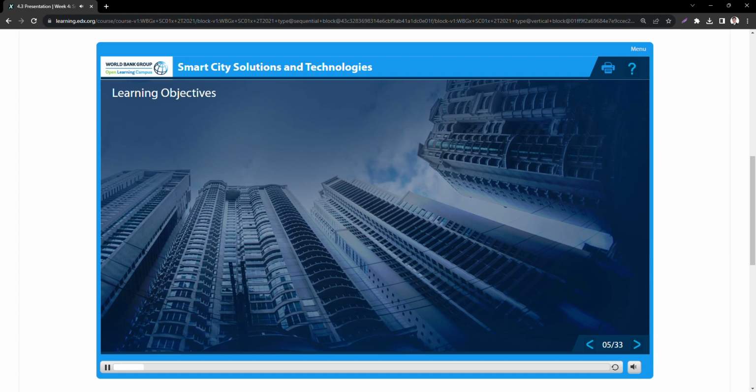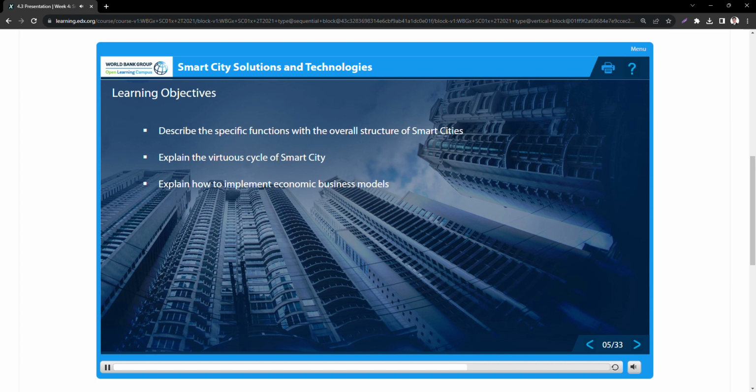By the end of this module, participants will be able to describe the specific functions of each field along with the overall structure of smart cities, explain the virtuous cycle of a smart city, explain how to implement economic business models, and describe the importance of a master plan.